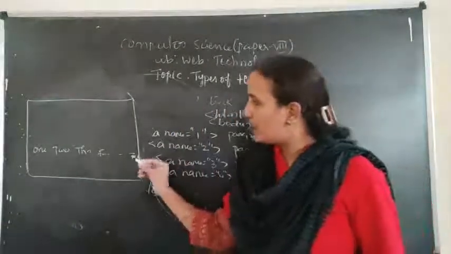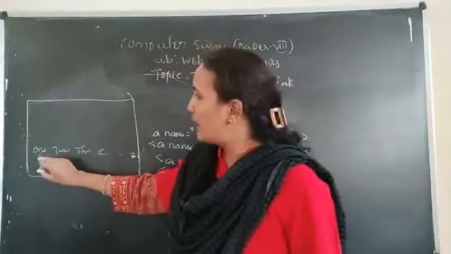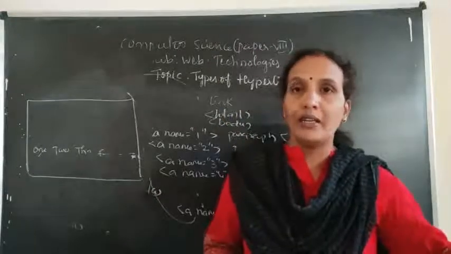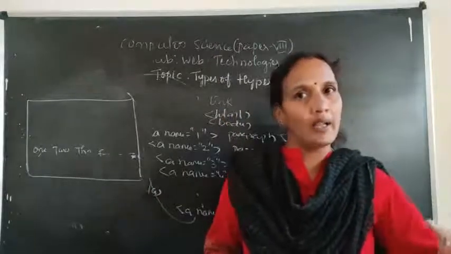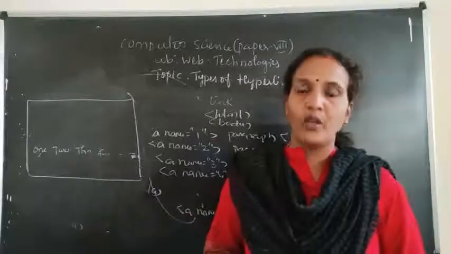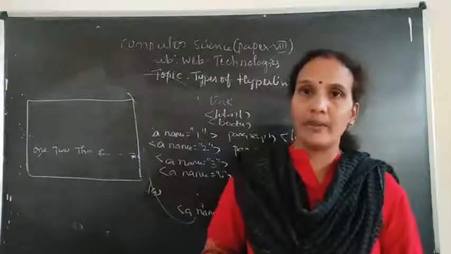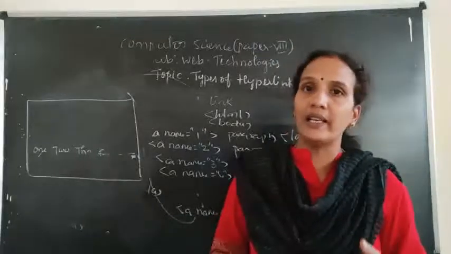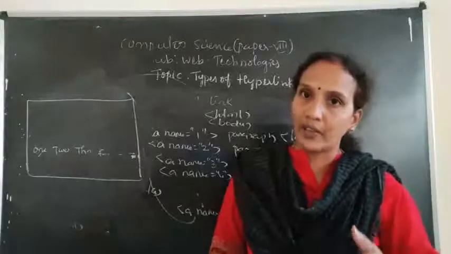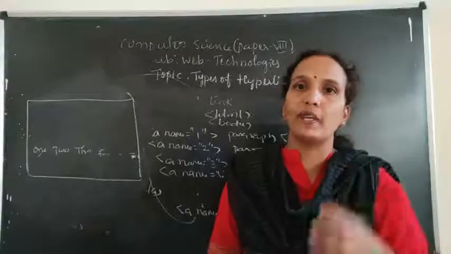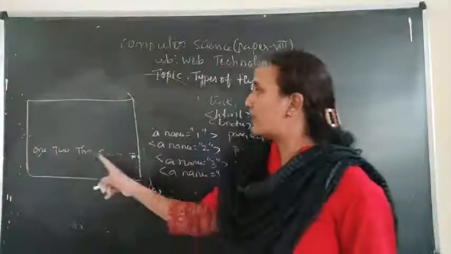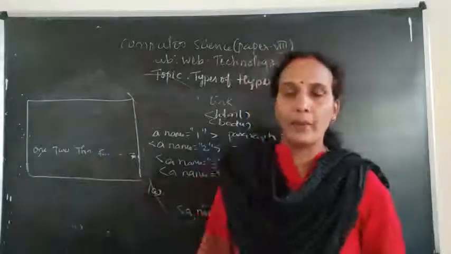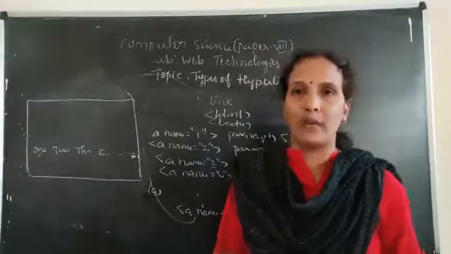This is the internal hyperlink, because in the same page I have created names for different paragraphs and I have given links to those paragraphs. Using the naming section, using the name attribute, I have given a name to a particular section, and using the linking section, I have given a link to that particular paragraph. Here this is the hypertext. When you click on this 3, you will move from the current paragraph to the third paragraph.